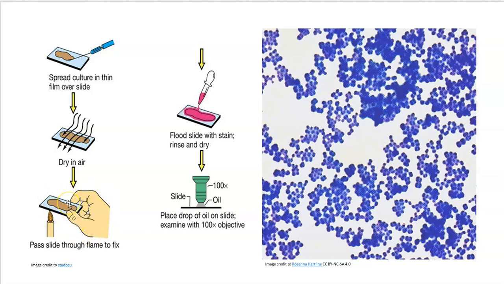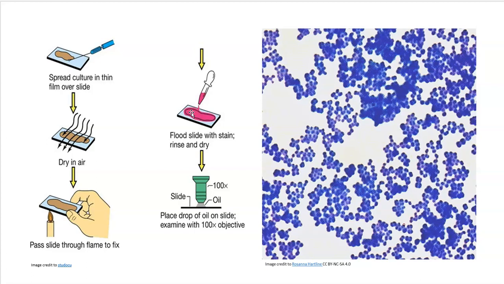Once you've heat fixed it and let it cool down for a minute or two, then you're ready to go through the staining process. With a simple stain, it's very easy. All you have to do is add a few drops of any type of basic dye. For example, crystal violet. You just add a few drops of crystal violet onto the slide and let it set for a minute or two. Every type of dye has a time limit of how long it needs to set. Most of them are about a minute or two.